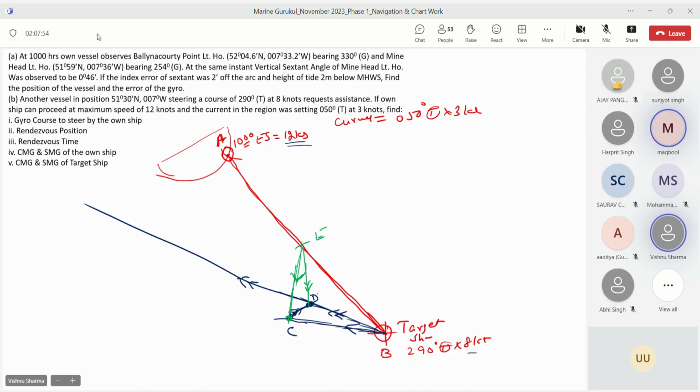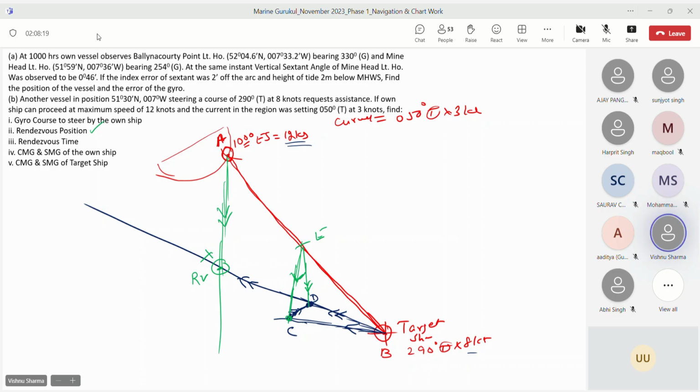I will transfer ED through A. Yes or no? Yes, sir. This will be the rendezvous position. So, the rendezvous position X. Please pick up the lat long of point X and put it on the answer sheet. So that is answer 2.